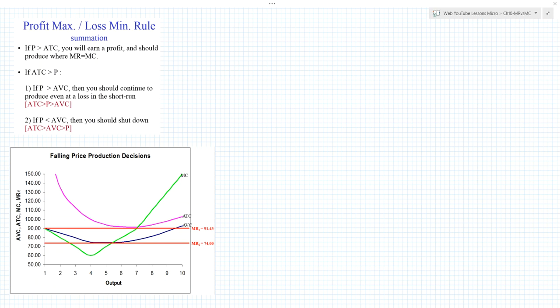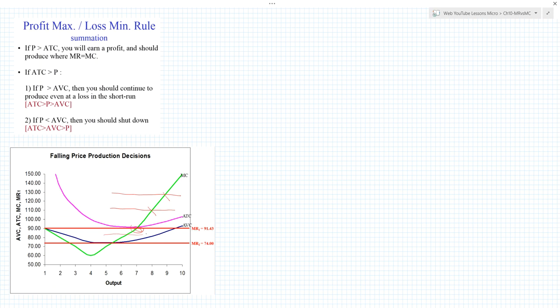Graphically, you can see what that looks like on this graph down at the bottom. As long as the price is anywhere above, if this horizontal marginal revenue curve were anywhere above this lowest point on the average total cost curve, then you're going to make a positive profit and you would choose to produce wherever that marginal revenue curve intersects the marginal cost curve, because that's what the rule says. If the price falls below the minimum average total cost, well, then you know you're going to lose money, but let's say it's somewhere in between this $74 and $91.43.